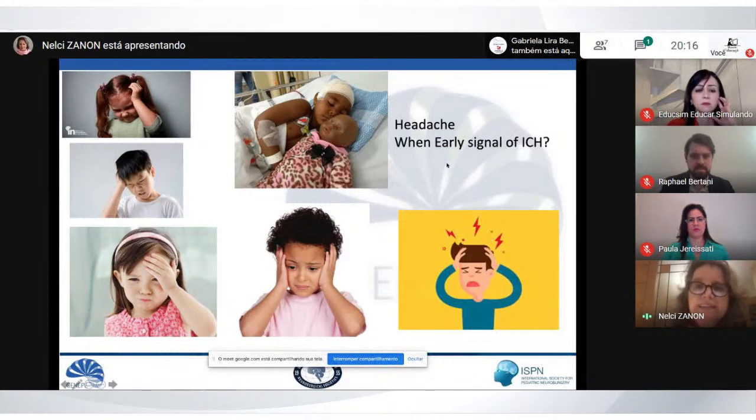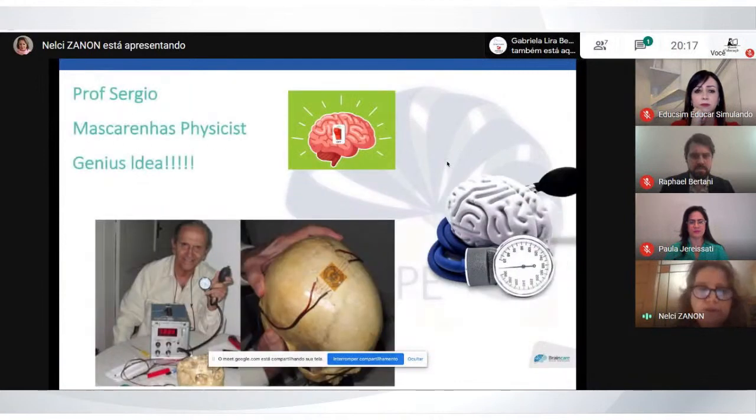When we have a headache, when this headache is a sign that we really have intracranial hypertension, our goal is to try to show in an easy, non-invasive way when there is something wrong with the children or the adults. Professor Sergio Mascarenhas had an excellent idea. Thanks for this brilliant work and ideas.